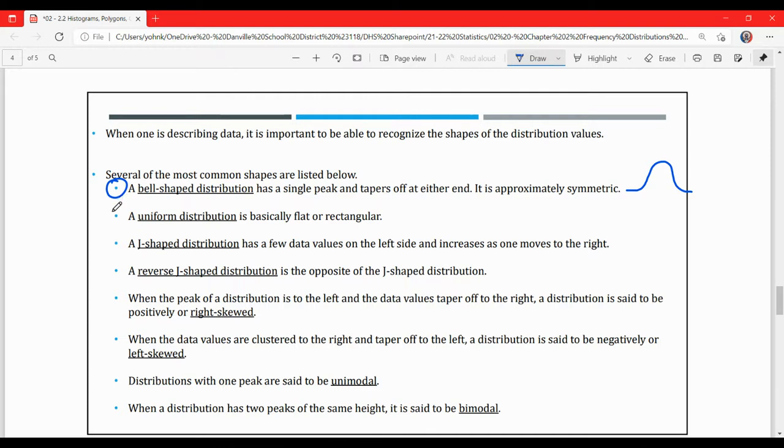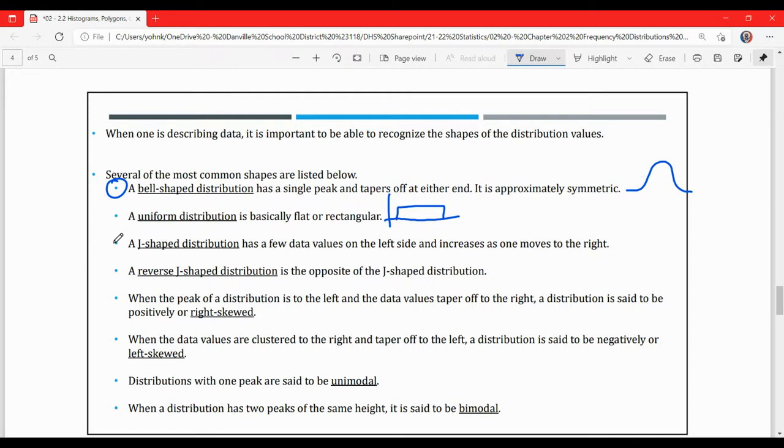A uniform distribution is basically flat or rectangular. For these, your distribution just looks like a rectangle. It's really boring, and it basically means that no matter what different value for shoe size you have, the frequency is always the same.